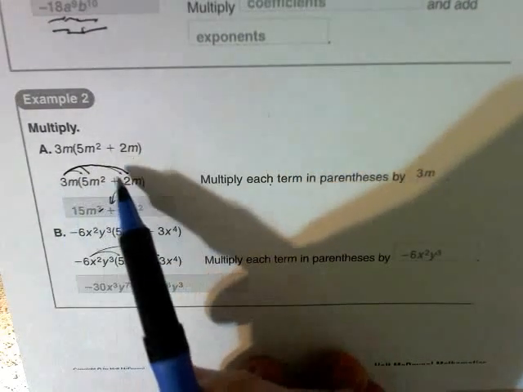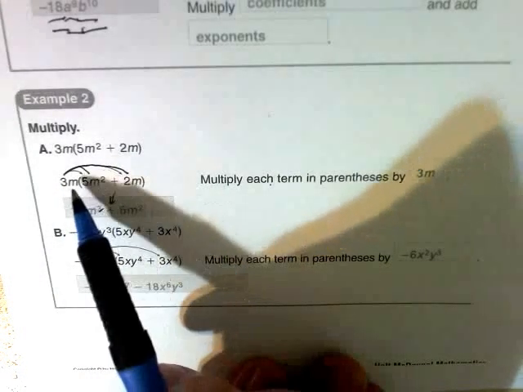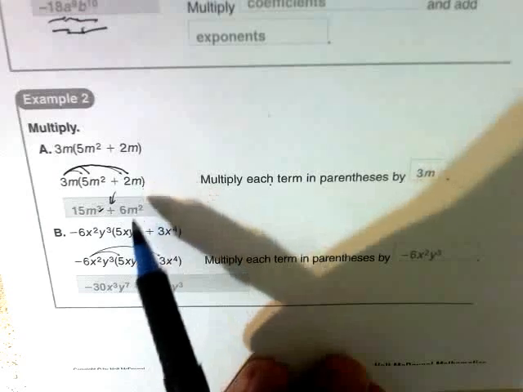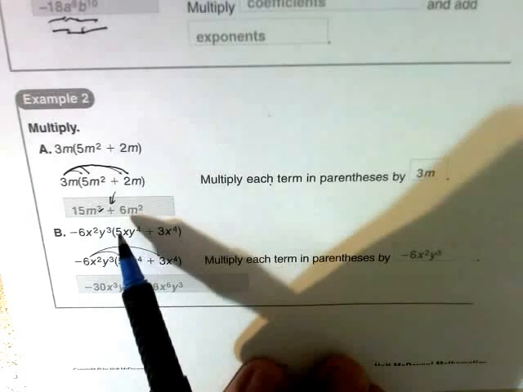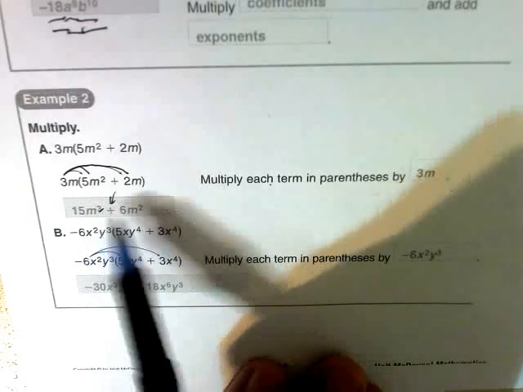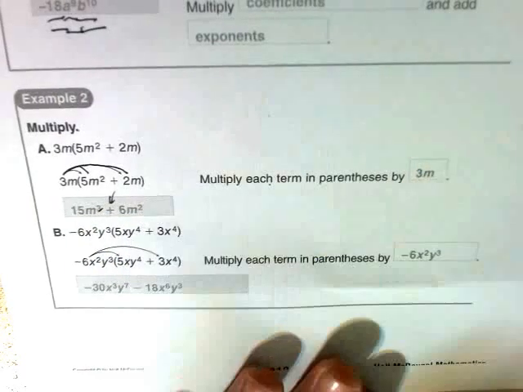And then I'm going to do 3 times 2. Well, 3 times 2 is going to change into 6. And then I've got the m and the m, which is going to combine to make m squared. So that's going to give me 6m squared. And there's nothing you can do beyond this because m cubed and m squared are not like terms because they have different exponents. And so that's your final solution.